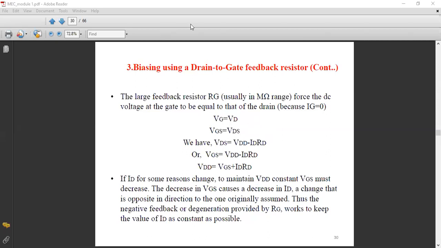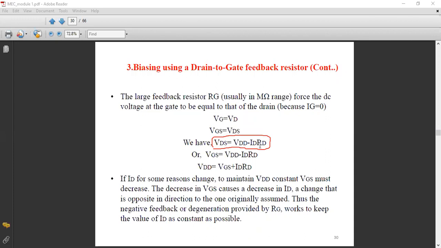Now we will have the KVL equation. What is VDS? The equation for VDS at the output loop. The equation for the drain to source voltage after applying KVL to the output loop. So see the diagram and find out the equation.